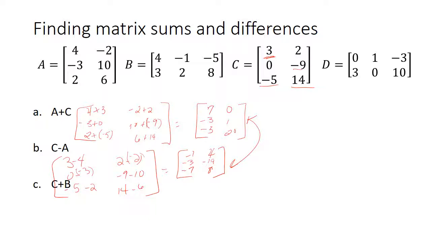Let's do C plus B. So remember, the first thing we need to check is, are they the same size? So can we add and subtract them? So this one is a 2 by 3, and this one is a 3 by 2. So those are not the same. They have to have the same number of rows and the same number of columns. So this one, they cannot be added.